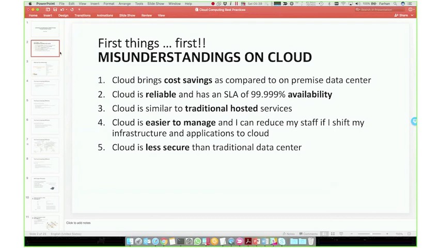Point number four is that cloud is easier to manage and you can reduce your staff because cloud provides automation. It provides so many good things that you can manage.